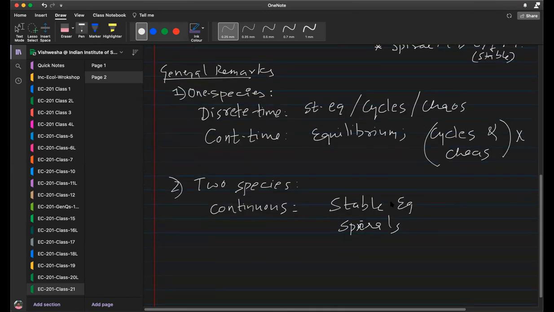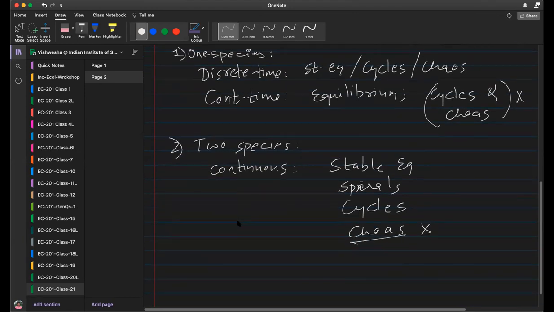Okay. Now you can have cycles, and it turns out that chaos is still not possible in continuous systems. Only in three species continuous time systems, chaos becomes possible. Not always, of course. You still have stable equilibrium and everything is possible. Everything is possible. That's when this is a possibility.